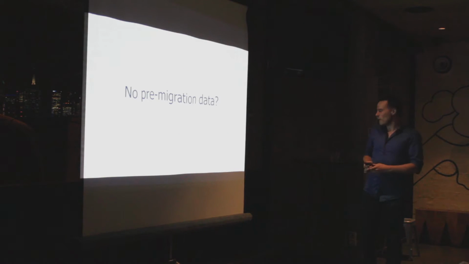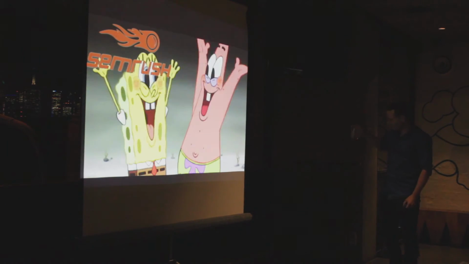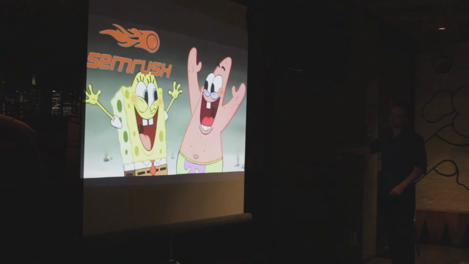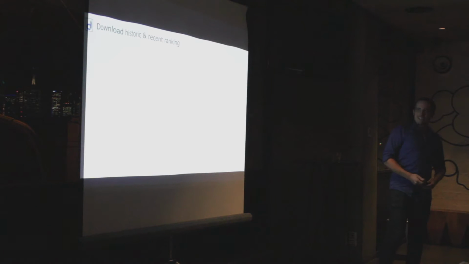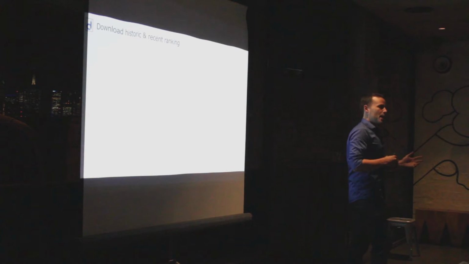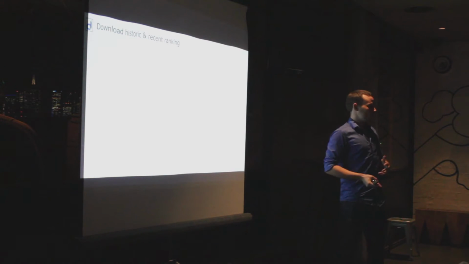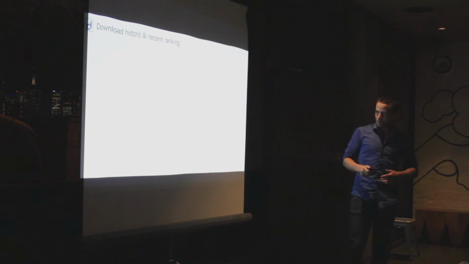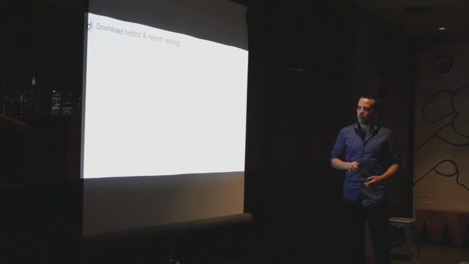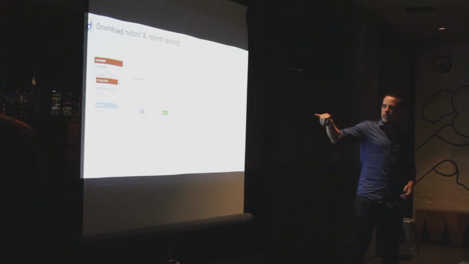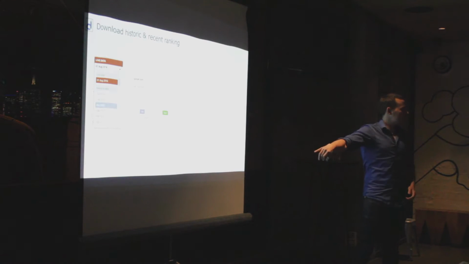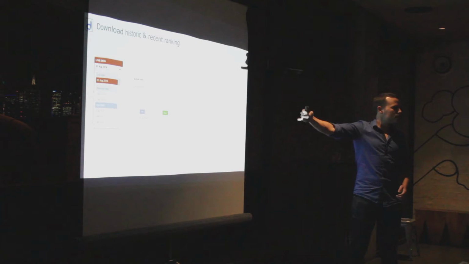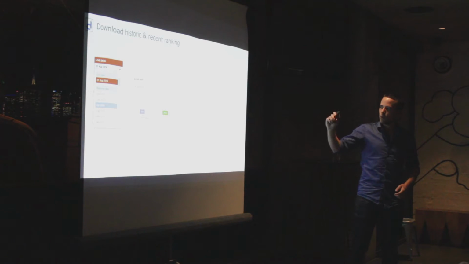Now, if you don't have migration data, there's a little trick I worked out I could do with SEMrush data. Hooray for SEMrush. But basically what we can do is download historic, and we can download recent ranking performance using SEMrush. So I think it's $60 US or something. And what we can do is go in and download April's rankings. We can download the latest one being August, export it all.